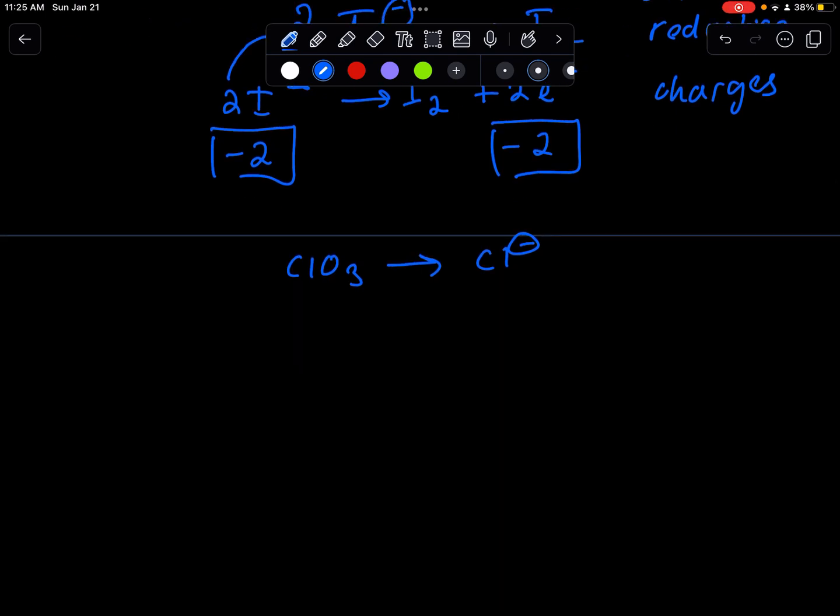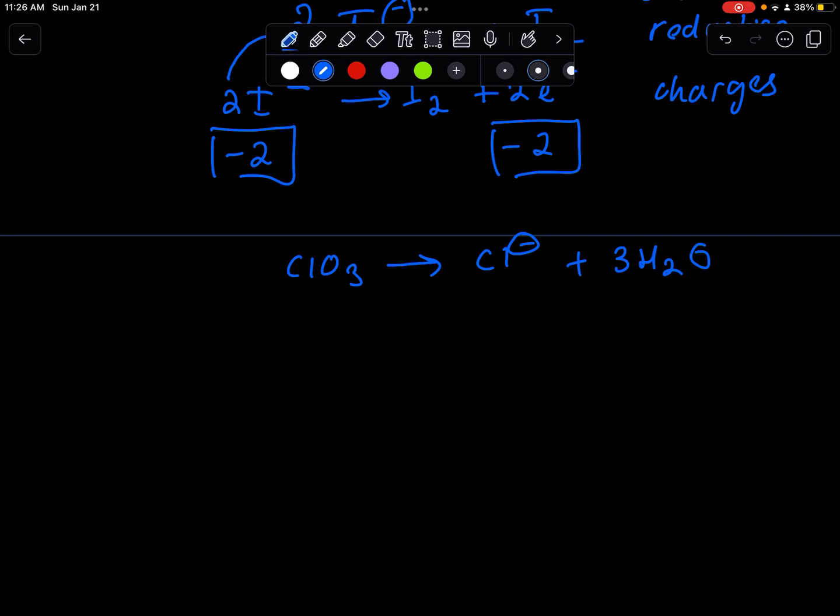Okay, so in this reaction, what we have is ClO3⁻ to Cl⁻. Now, this is a bit more complicated to balance, and I'm going to tell you why. The chlorines are already balanced, one chlorine here, but there is an oxygen, O3. In redox reactions, we balance oxygen by adding water. So we're going to add 3 waters here.